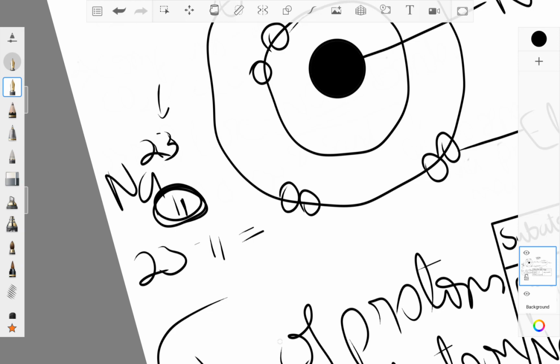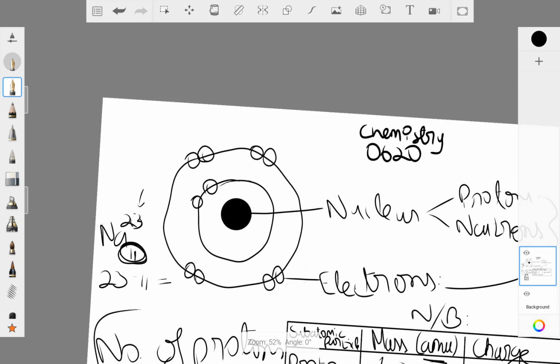Other than that, you only need to know the proton number of the first 30 or so elements. So the first 20, for sure, you need to know those. And then also some of the transition elements that come later on. But yeah, that's about it.